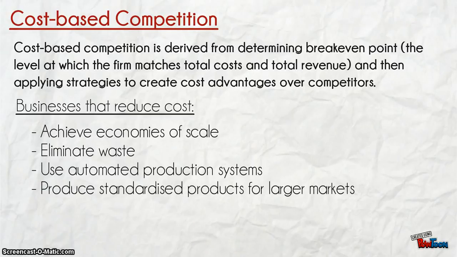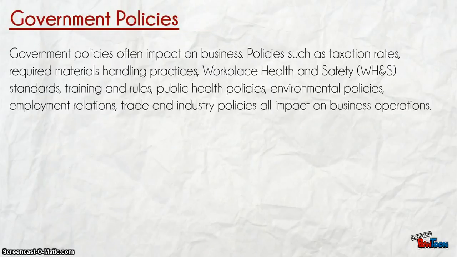Our next influence is that of government policies. Now, government policies really do impact on business, and we'll look at one in a second, but there are such things as taxation rates, which can change with different governments. There are materials and handling practices, which link closely into workplace health and safety. There are standards in training, rules, public health policies. You have your environmental policies, which we'll also look more at, and they all have a big impact on business.